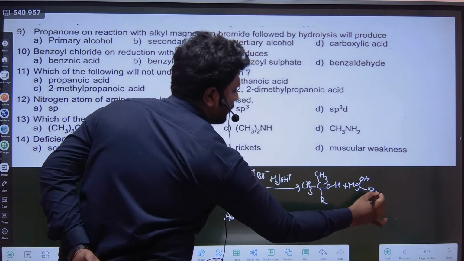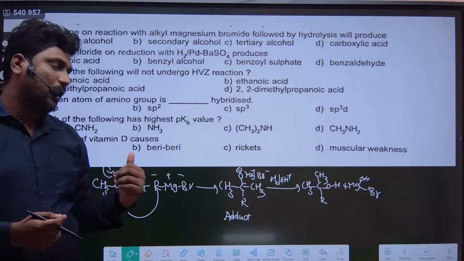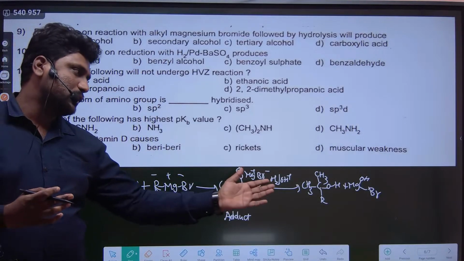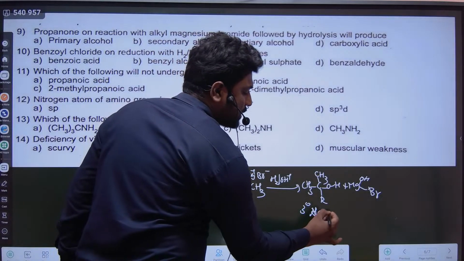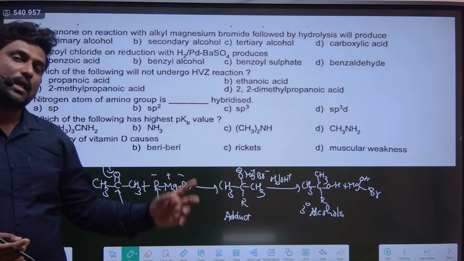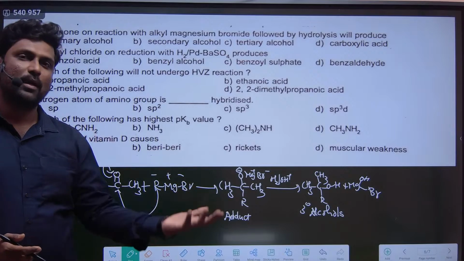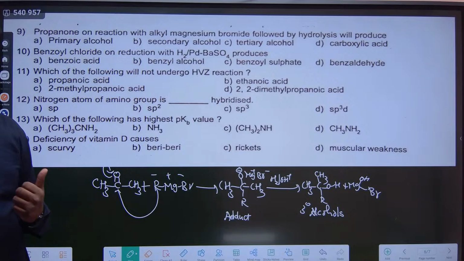Always, ketones, whenever they are added with the Grignard reagent followed by hydrolysis, produce what? Tertiary alcohol. Always, ketones on reacting with the Grignard reagent and followed by hydrolysis give tertiary alcohol. Any ketone, it may be propanone, butanone, pentanone, hexanone, heptanone, or any ketone.